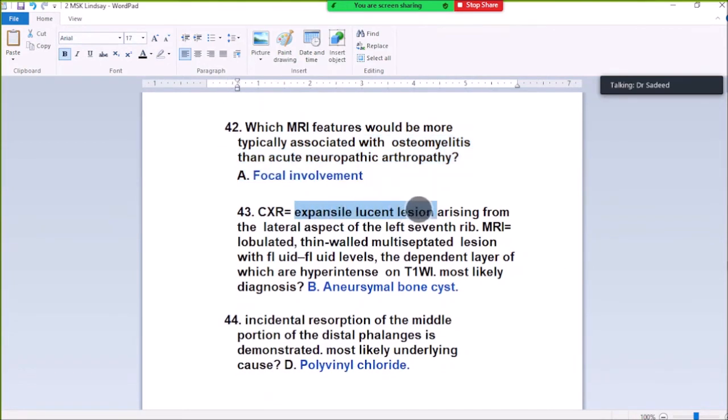43. Expansile lucent lesion arising from the lateral aspect of the left 7th rib. MRI shows an expansile multiseptated lesion with fluid levels, the dependent layer of which is hyperdense on T1. Most likely diagnosis: aneurysmal bone cyst. This expansile lucent lesion, with a multiseptated appearance, gives the diagnosis of aneurysmal bone cyst. It's expansile.